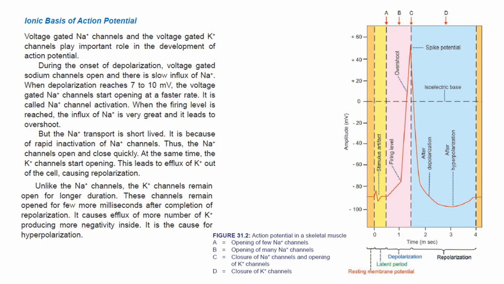Point A represents the opening of a few sodium channels and the initiation of the depolarization phase. Point B represents the activation of many sodium channels, leading to rapid depolarization and overshoot. Point C represents the inactivation of sodium channels and the opening of potassium channels. And point D represents the closure of potassium channels and the ending of hyperpolarization, returning the membrane potential to its resting state.